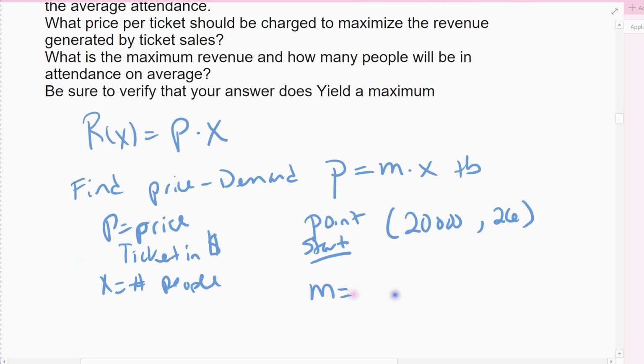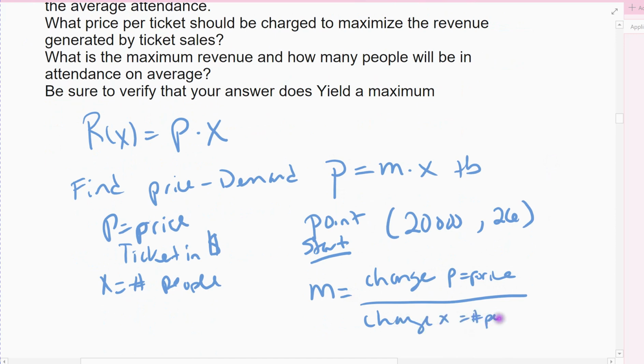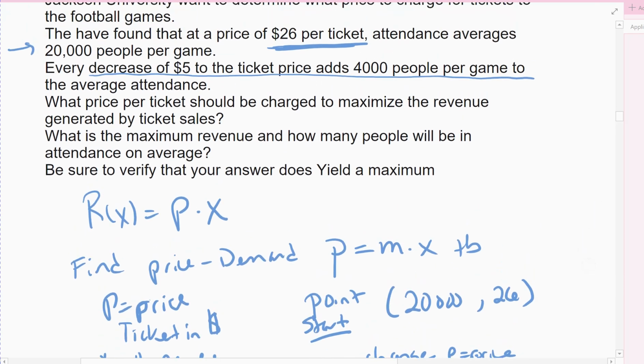Then I find my slope. Well, slope is the change in Y. Well, Y is P, which is price, over the change in X, which is number of people in attendance. The problem actually gives me that change. That's what this line is that I'm going to highlight. When they lower price by $5, again, based on averages, 4,000 more people will attend the game. And so those are changes. Decrease, so we're going to go down by 5, negative 5.